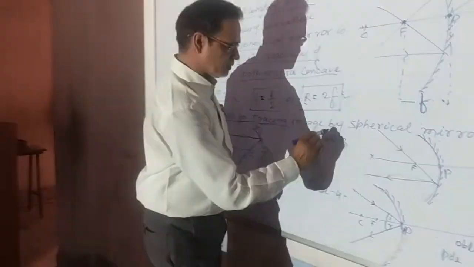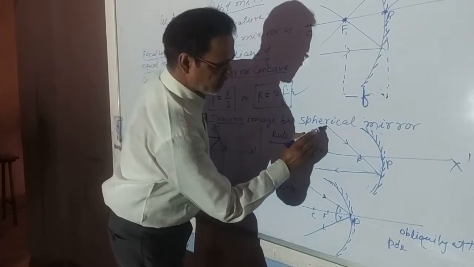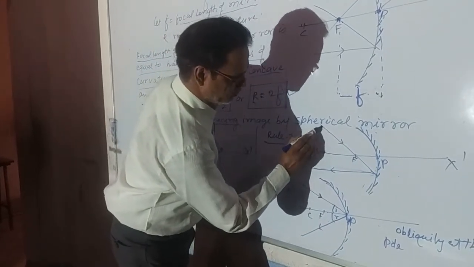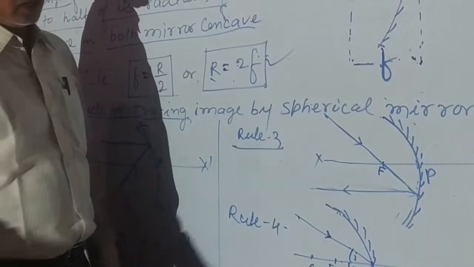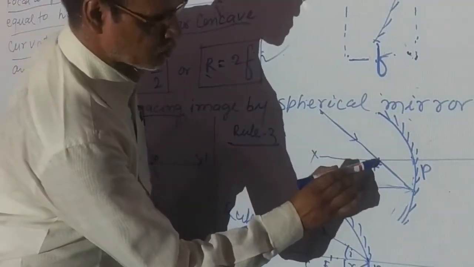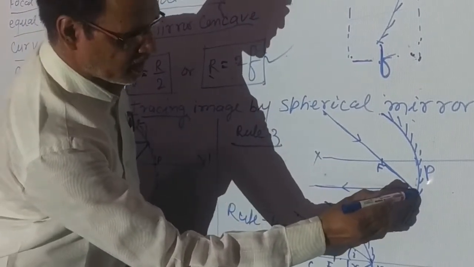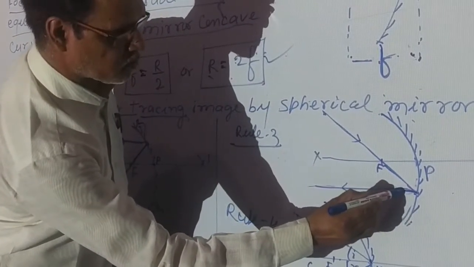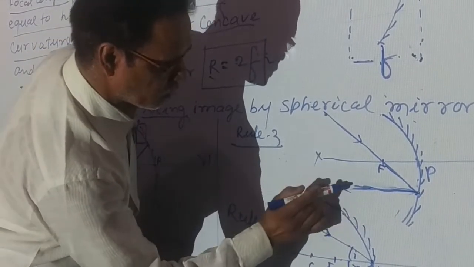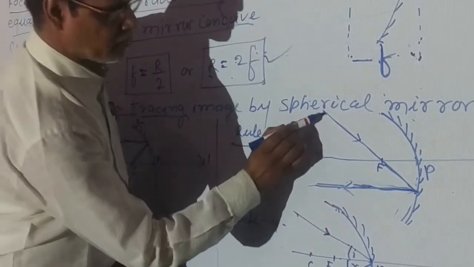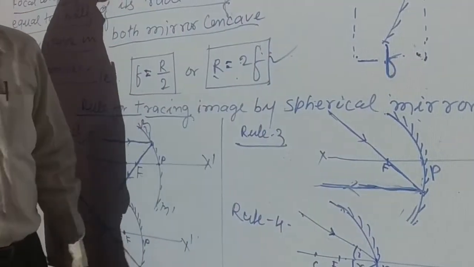And third rule क्या है? When the incident ray passes through the focus on the reflecting surface, then it becomes parallel to the principal axis. This is the rule. When it passes through the focus, then it reflects back and becomes parallel to the principal axis.